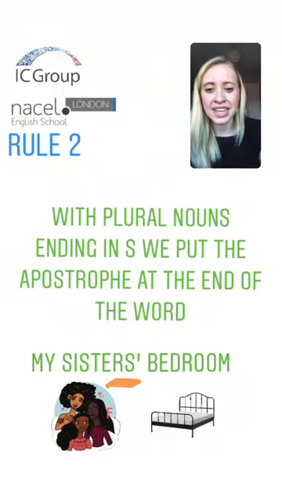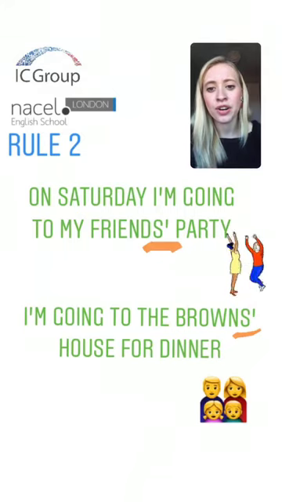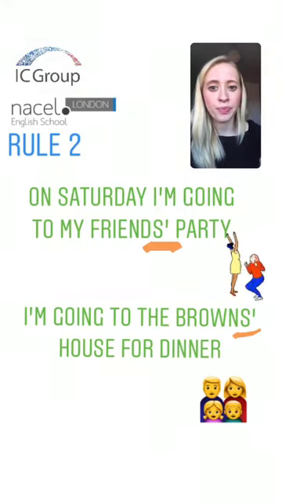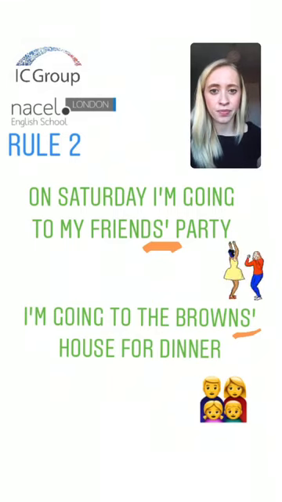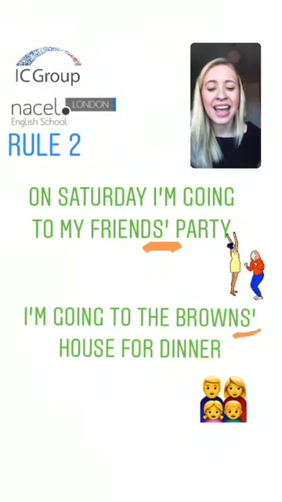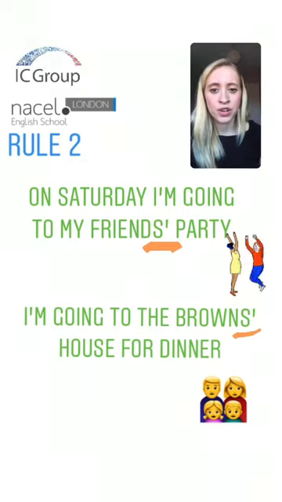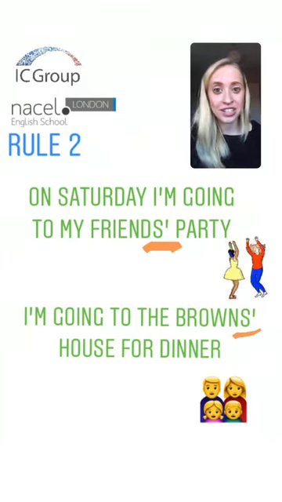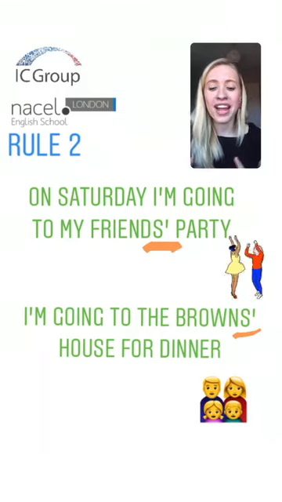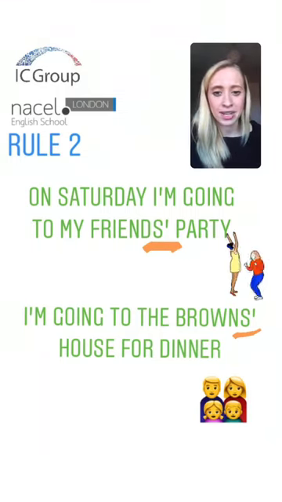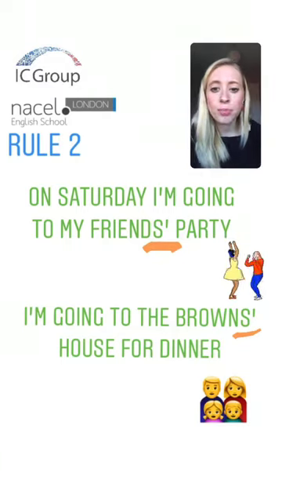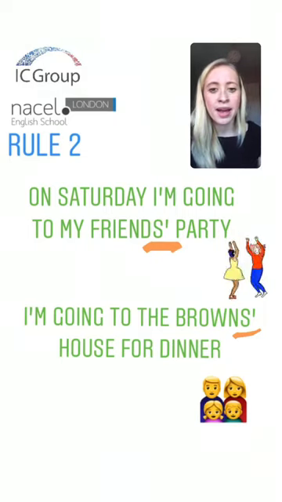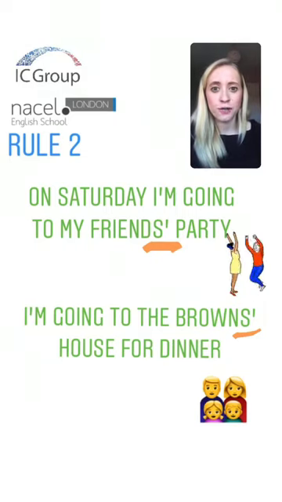I have some more examples for you. Okay, so another example is on Saturday, I'm going to my friends' party. Okay, see here you have the S and then the apostrophe. Okay, this means we have multiple friends, 1, 2, 3, 4, 5 friends, and they are having a party. Okay, we also have, I'm going to the Browns' house for dinner. I'm going to the Browns' house for dinner.